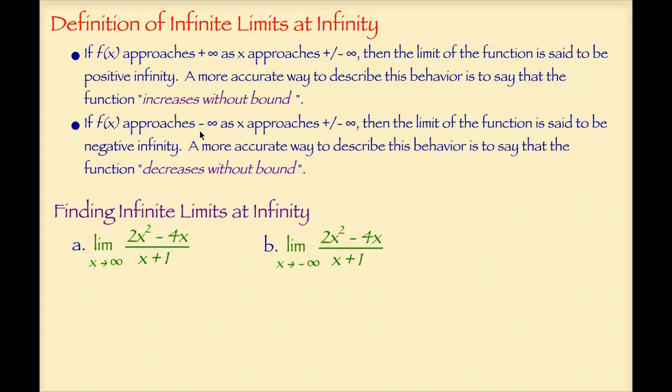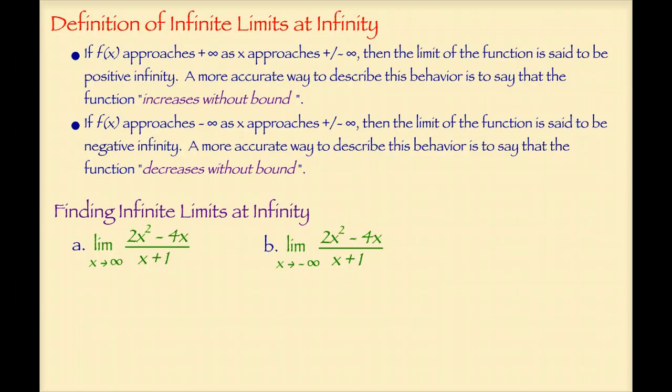If f of x approaches negative infinity, as x approaches positive or negative infinity, then the limit of the function is said to be negative infinity. Again, not really a number, but saying that a limit is negative infinity lets us know that the function is decreasing without bound. Therefore, a more accurate way to describe this behavior is to say that the function decreases without bound.